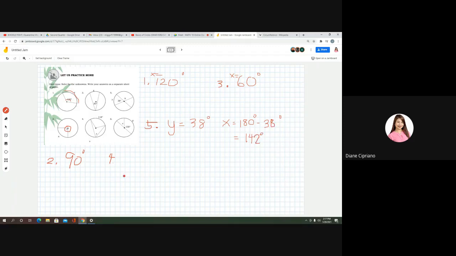Okay. So, for the last numbers, I will let you answer them on your own, para hindi naman binigay ni ma'am lahat. So, you will answer number 4 and number 6 on your own.